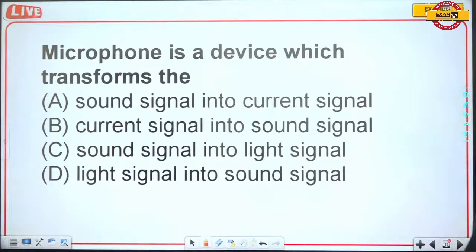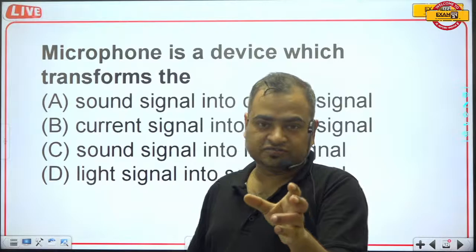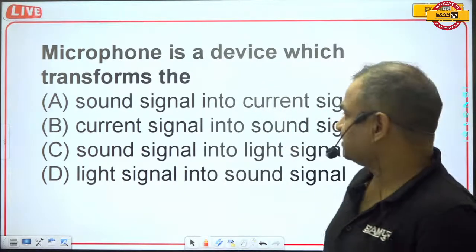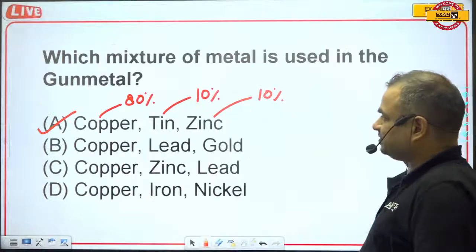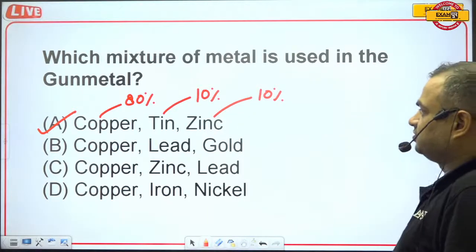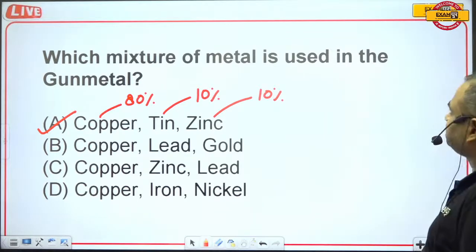Okay, so gunmetal, you all know that gunmetal is used to manufacture guns, because the main reason behind it is that no corrosion takes place when this mixture is used as gunmetal.